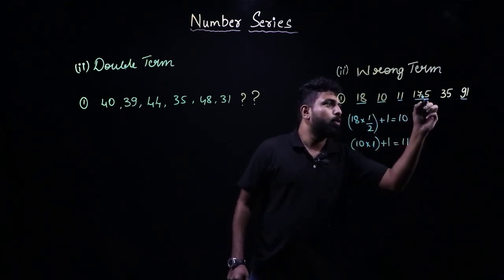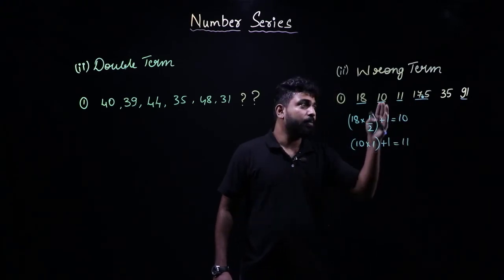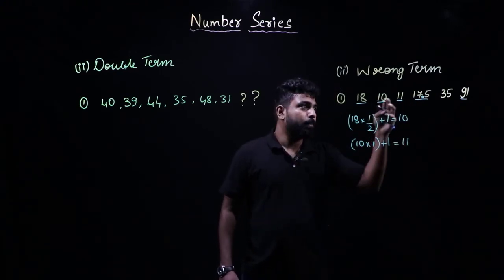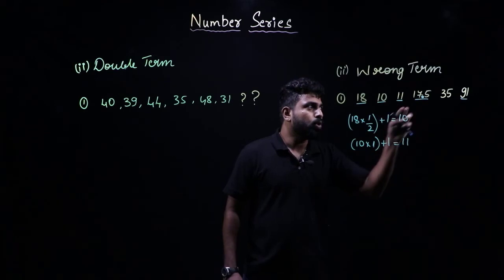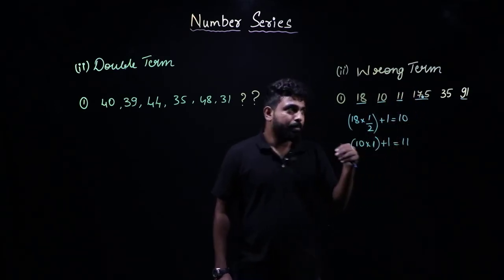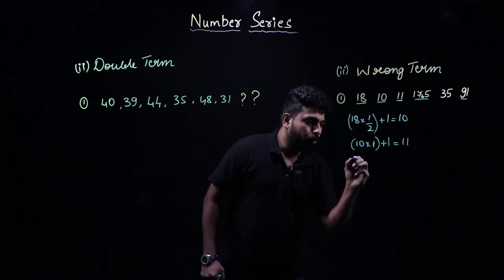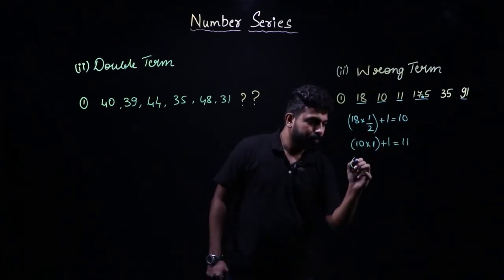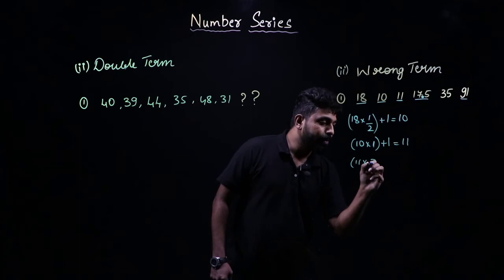What is 17.5 when compared to 11? Let me first multiply 11 with 2. So if I multiply 11 with 2, I get 22. 17.5 is not near to 22. So let me take 1.5. What can I write 1.5 as? 11 into 3 by 2.